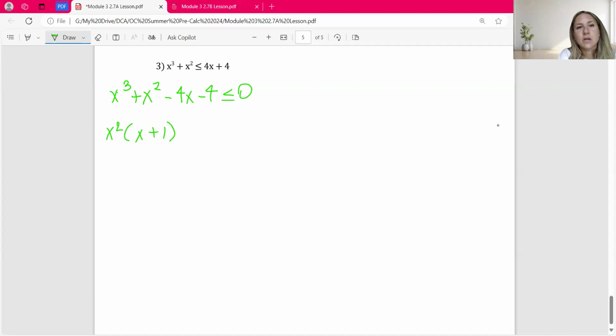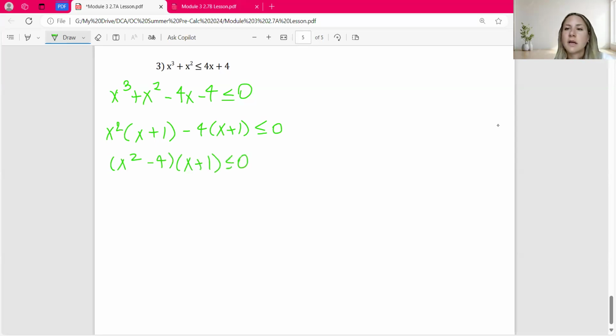GCF of my second 2 terms, I can take out a -4, and I'll also be left with x plus 1, so that's 0. And then I'll have x squared minus 4 times x plus 1 is less than or equal to 0. Let's just double check, can I factor anything further? I can. That x squared minus 4 is a difference of squares, so that can be broken down to x plus 2 times x minus 2, and then we'll still have x plus 1. It's less than or equal to 0.